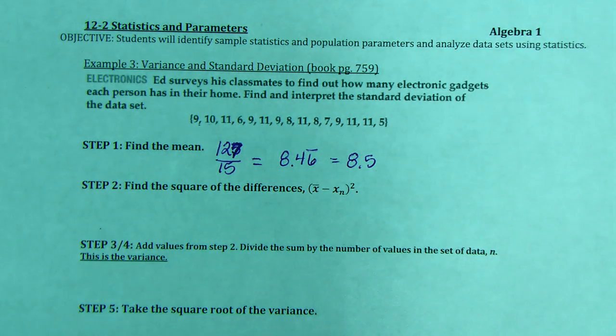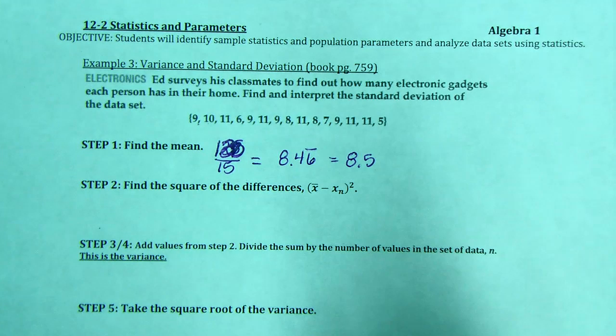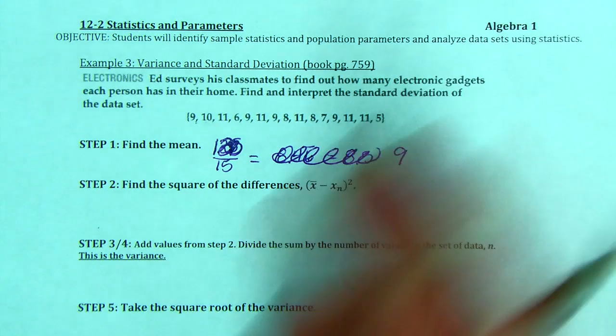9 plus 10 plus 11 plus 6 plus 9 plus 11 plus 9 plus 8 plus 11 plus 8 plus 7 plus 9 plus 11 plus 11 plus 5. 135. You know what? It's the second time I've gotten 135. And I'm going to use that because I think that the book probably did that on purpose, because 135 divided by 15 is 9, and that's going to make our life way easier. So that's our mean.